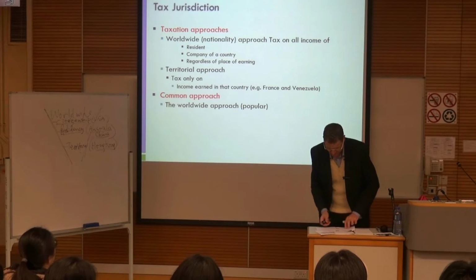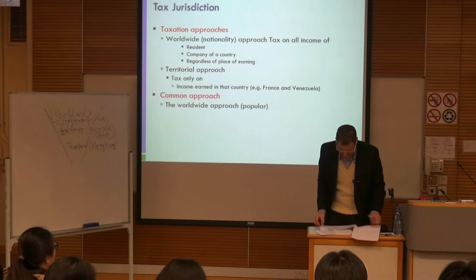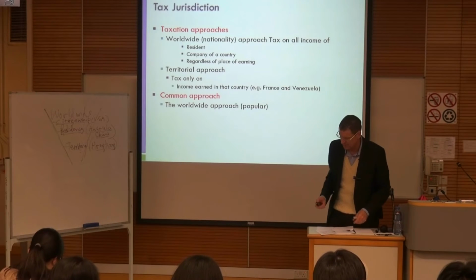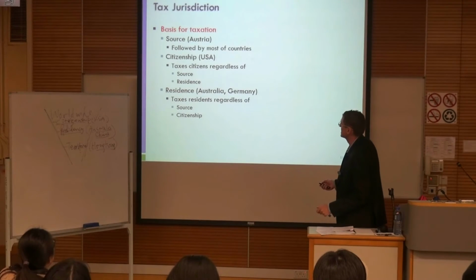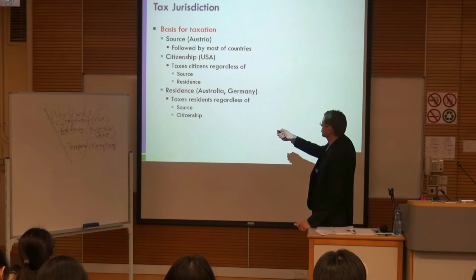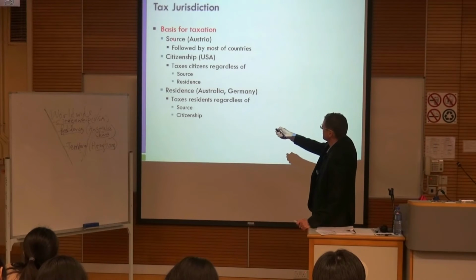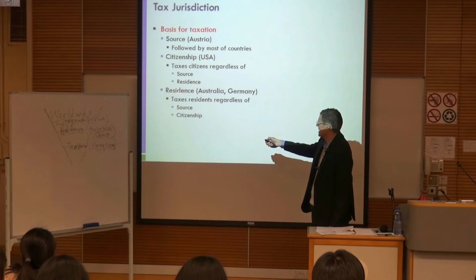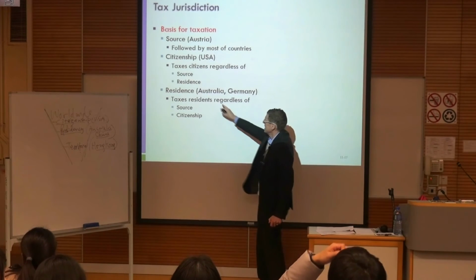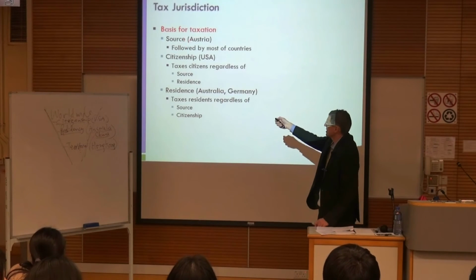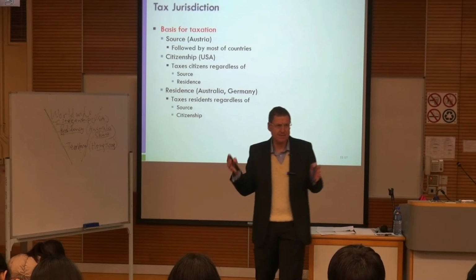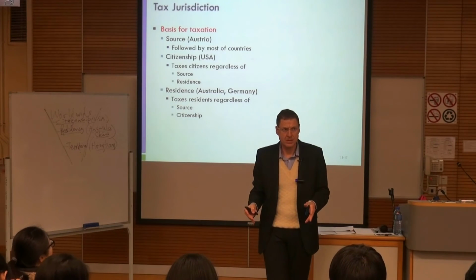Now let's move on. That was as it applies to the individual, but now we want to apply it to the company. Here are some more examples of tax jurisdiction. In Austria, as in most countries, the base is source. USA is citizenship, this is very broad. And residence, Australia, Germany. And Hong Kong focuses on source, so very narrow. In other words, you're only taxed on your income that's sourced in Hong Kong.